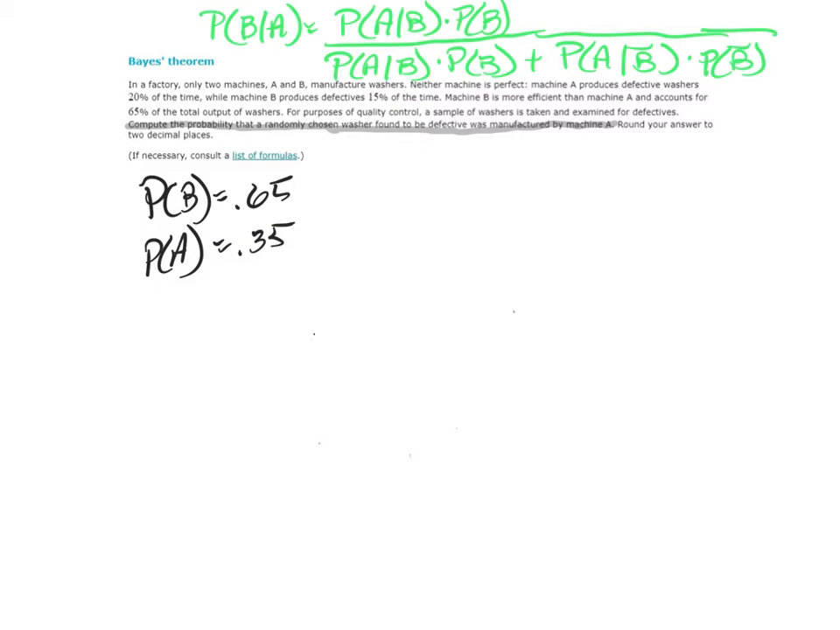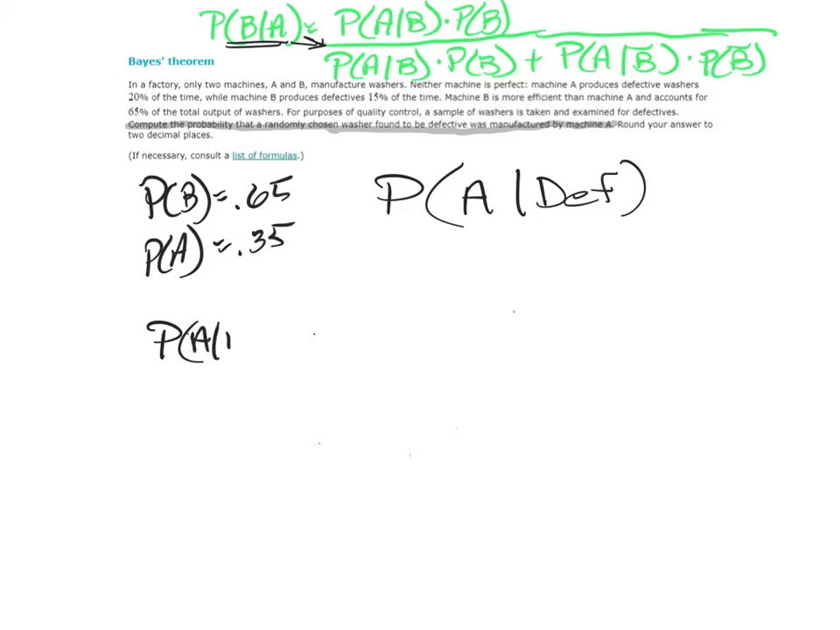So here's what it's going to look like. It says, compute the probability that a randomly chosen washer found to be defective. So given that it's defective, so given that you have a defective washer, what is the probability it came from machine A? This is what we're looking for. Okay? So I think of that as this right here, and then translate it and try to write this equation right here. So if I were to do that, it would come out to be the probability of A given that it's defective.